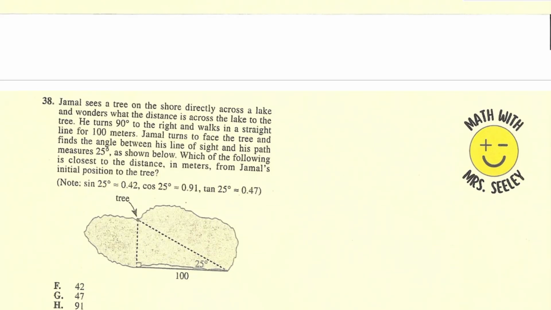Okay, let's try this one. On number 38, it says that Jamal sees a tree on the shore directly across the lake. He turns 90 degrees and walks 100 meters, turns to face the tree, and sees that that's a 25-degree angle. The question says, which of the following is closest to the distance from Jamal's initial position to the tree?